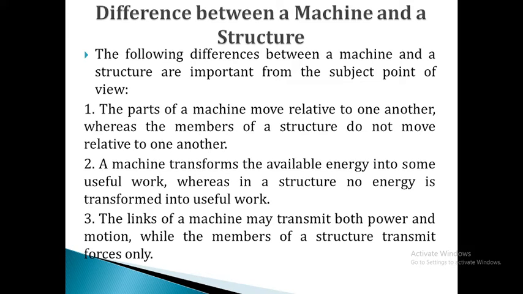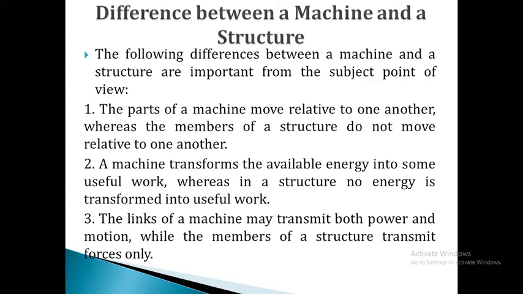The following differences between a machine and a structure are important from the subject point of view. First, the parts of a machine move relative to one another, whereas the members of a structure do not move relative to one another.